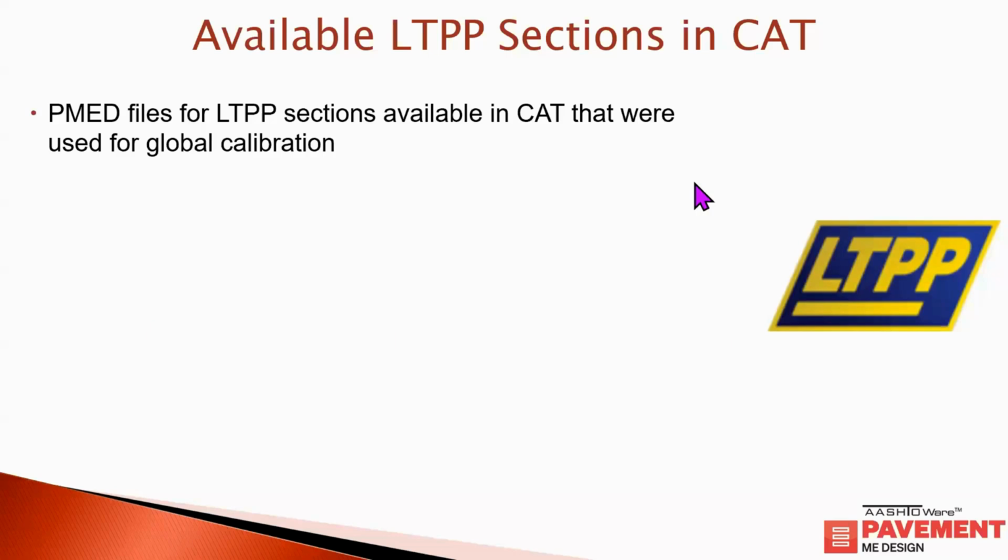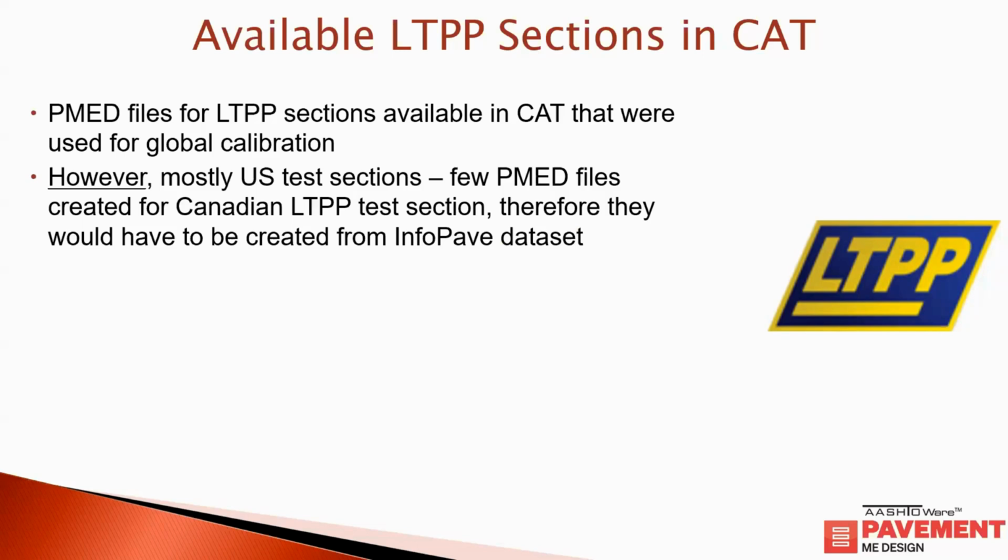But first, I mentioned that some of the LTPP sections are already loaded into the CAT, so you don't have to do that yourself. The ones that are available are the ones that were used for the global calibration. Most of those, which basically means most of the US test sections, are there. There weren't as many of the Canadian LTPP sections. There are a handful, but the ones that aren't there would probably have to be created from the InfoPave data set.